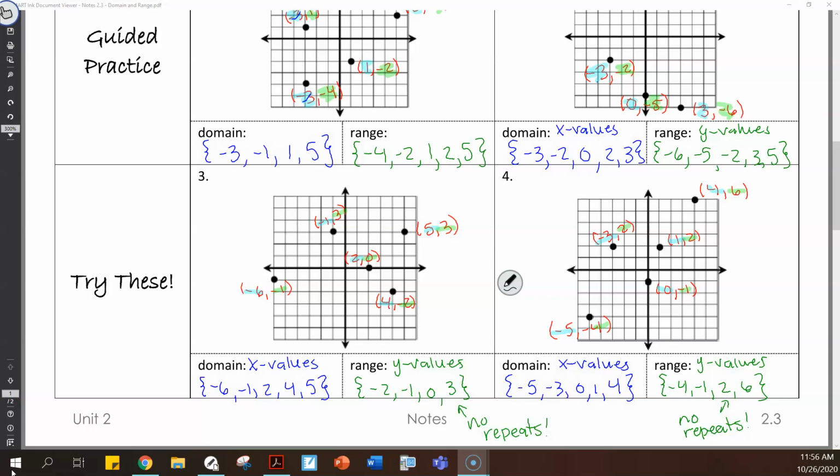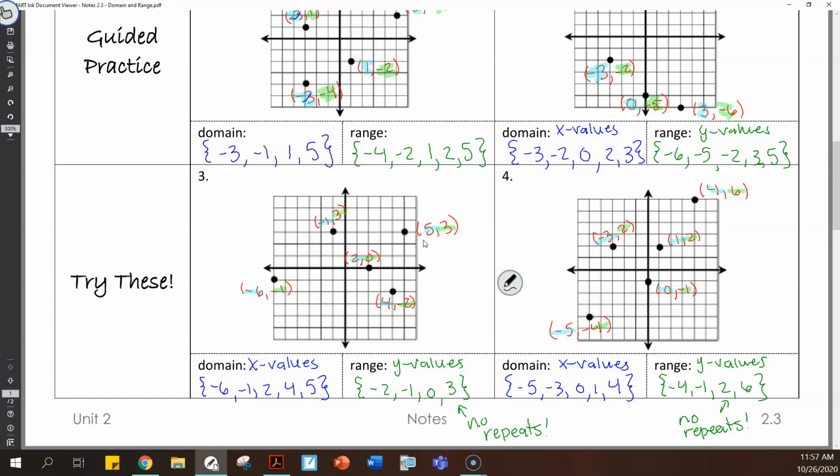All right, so for number 3, for your domain, the x values, the first value in your ordered pairs, you should have gotten negative 6, negative 1, 2, 4, and 5. Remember, we're listing those least to greatest. For your range, you should have gotten negative 2, negative 1, 0, and 3. I know that we have 2 points with 3 as your y value, but remember that we don't want to repeat those when we list out the range.